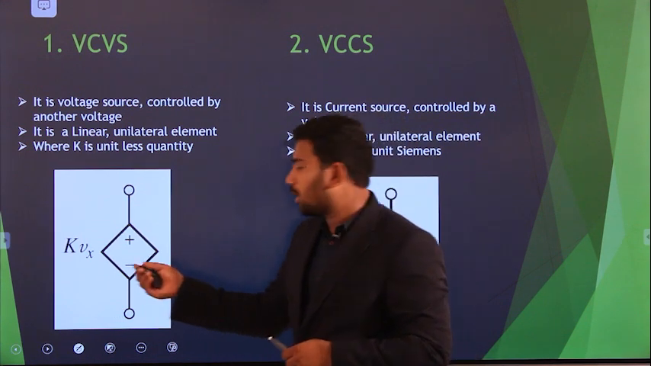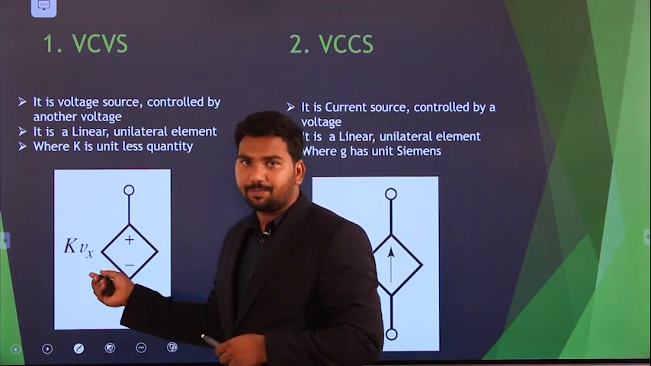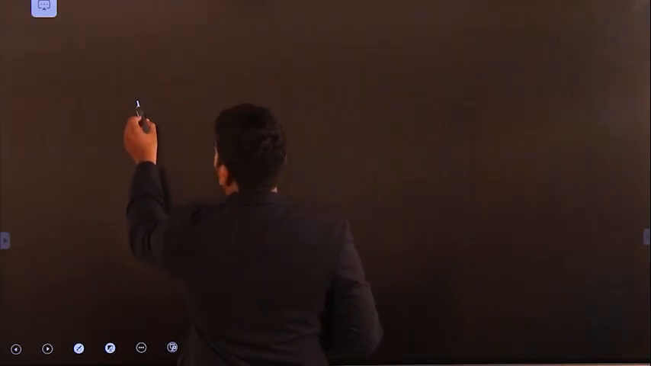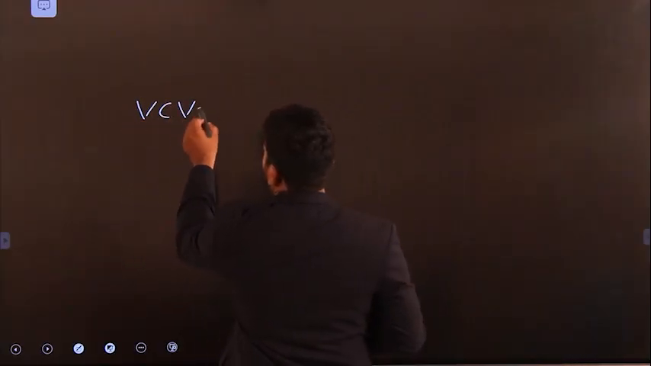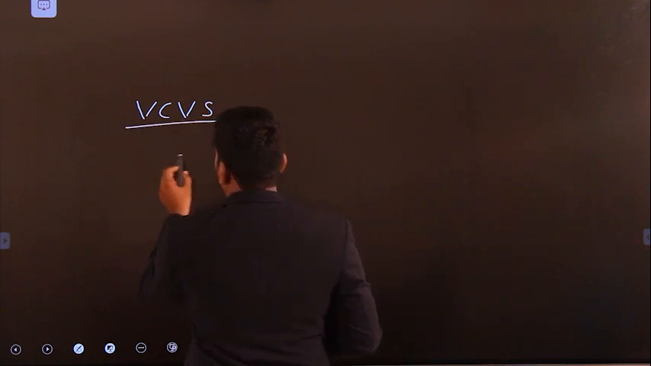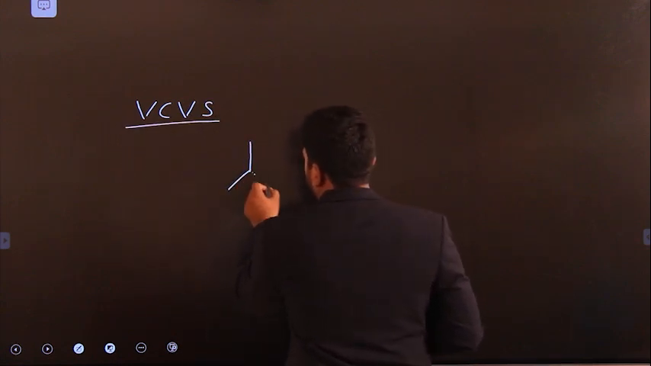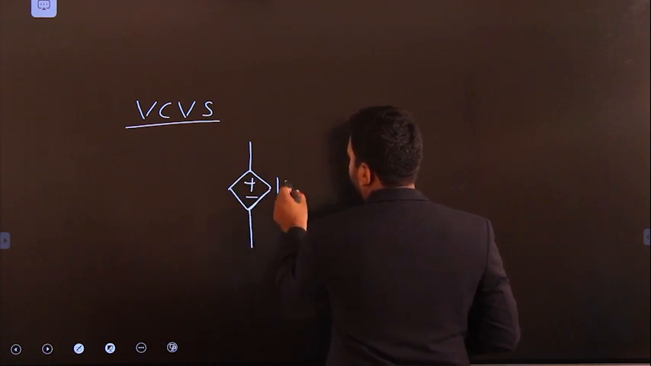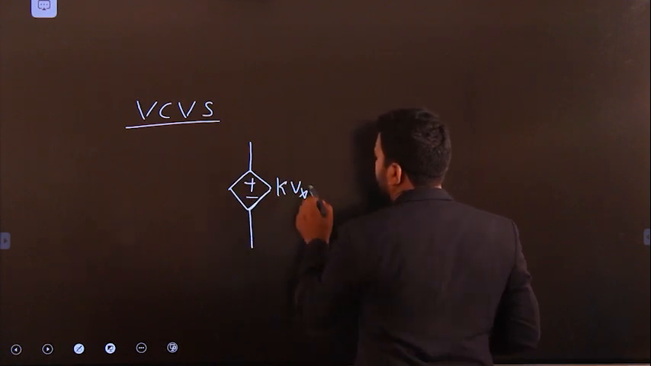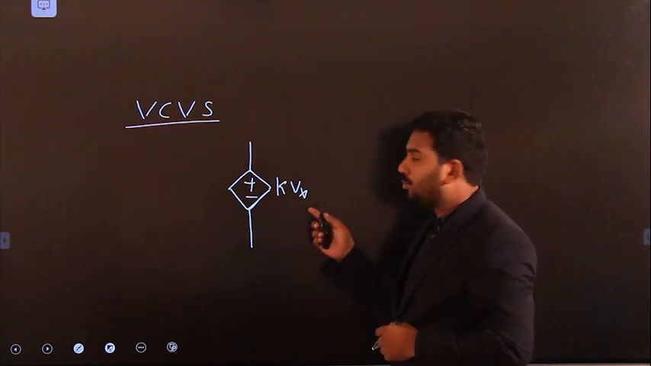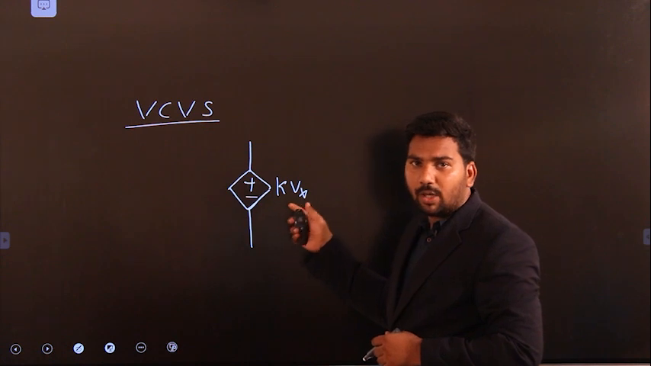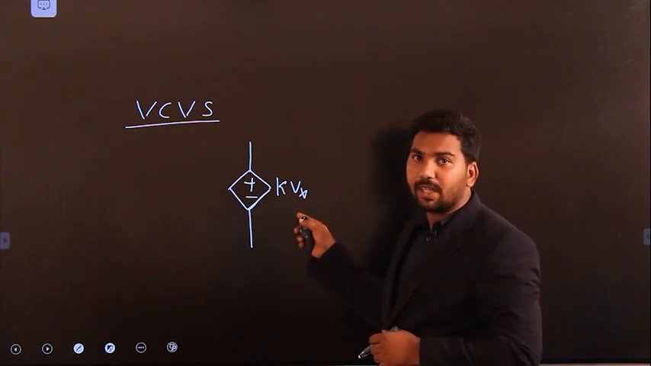What is the value of this voltage source? K times Vx. Okay? K times Vx. So voltage controlled voltage source means this is the symbol. This is a diamond shape symbol. Plus minus some voltage, that is K times Vx. Okay? Now this is the voltage source. What is the value? Value of the voltage source is K times Vx.